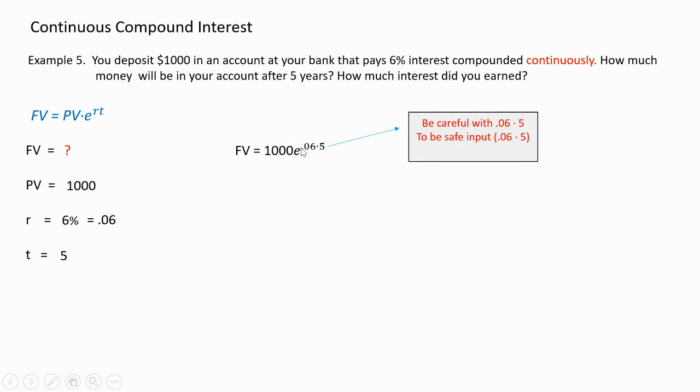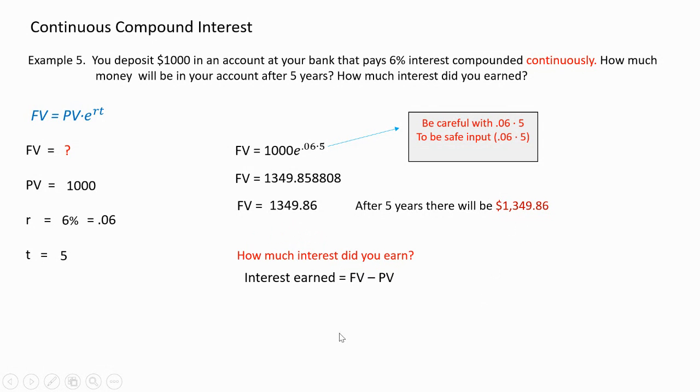Why? Because the calculator will follow PEMDAS, so it will do 1,000 first, then times e to the 0.06, and then that answer you multiply by 5. That's if you don't put the parentheses. So it's always safe to put parentheses here, and then you close them. That way it's going to be 1,000 times e to the power of parentheses 0.06 times 5. Okay, so the answer is $1,349.86. After 5 years, that's how much money you have.